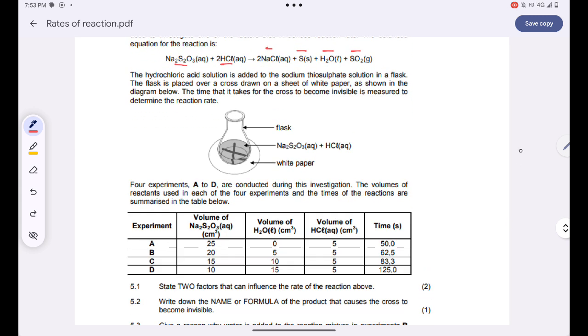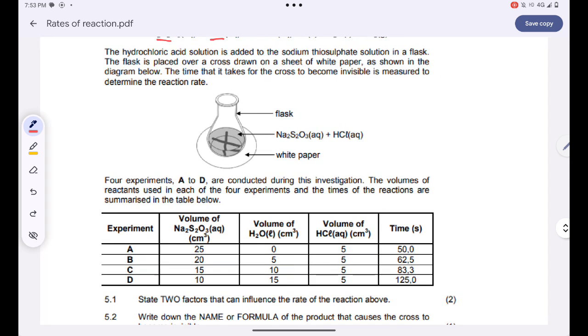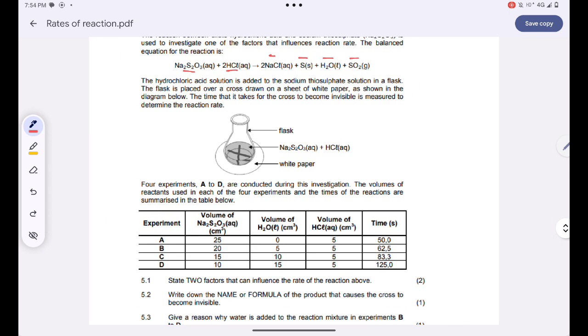Okay. And then we are told that 4 experiments A to D are conducted during this investigation. The volume of reactants used in each of the four experiments and the time of the reactions are summarized in the table below.